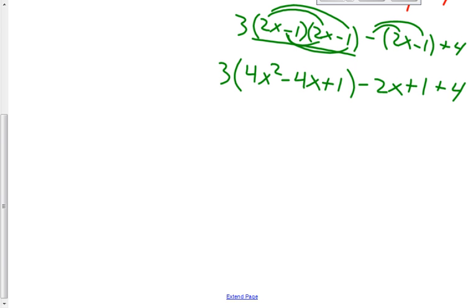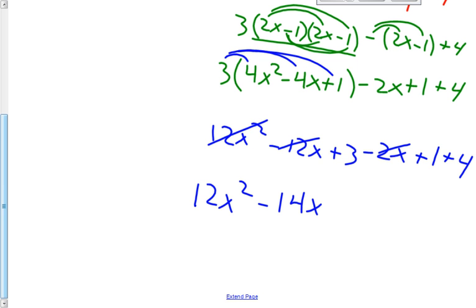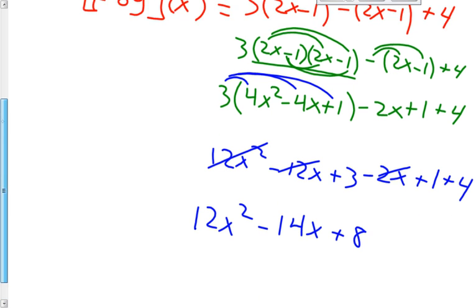Now, we'll distribute this 3. So we have 12x squared minus 12x plus 3 minus 2x plus 1 plus 4. All right, now we can simply combine like terms. So we have 12x squared. We have a negative 14x. 3 plus 1 is 4. 4 plus 4 is 8. We have 12x squared minus 14x plus 8. That's what f of g of x equals.